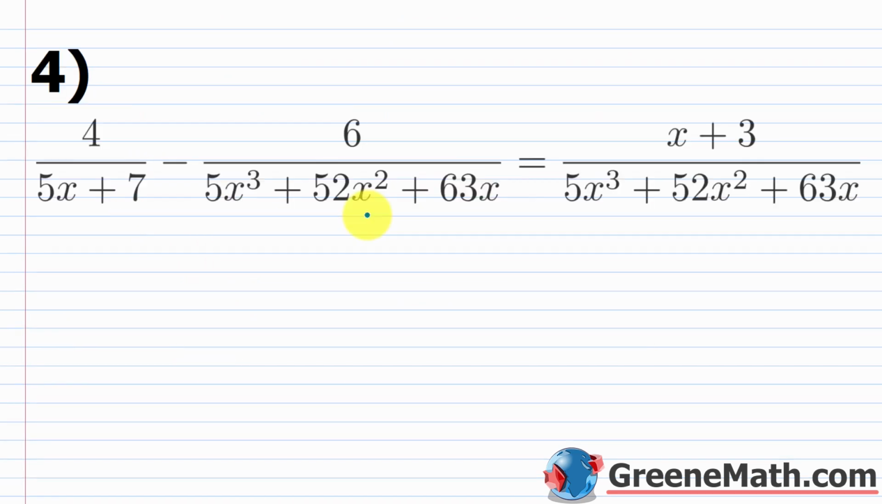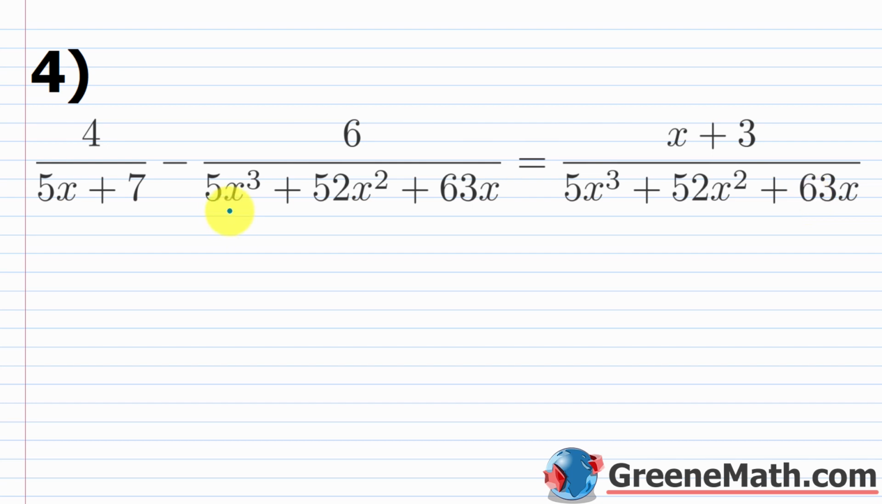All right, let's take a look at problem number 4 now. So here we have 4 over 5x plus 7. Then minus, we have 6 over 5x cubed plus 52x squared plus 63x. This is equal to x plus 3 over 5x cubed plus 52x squared plus 63x. So this one is a bit tedious, but I think it's good to have an example like this.